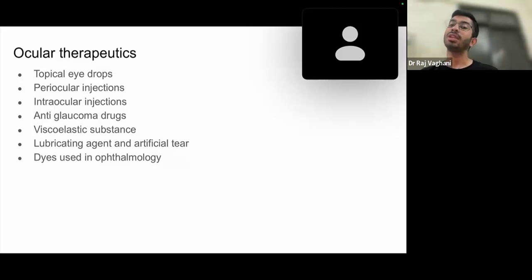Then we'll discuss the dyes used in ophthalmology. We'll study the dyes used in ophthalmology.